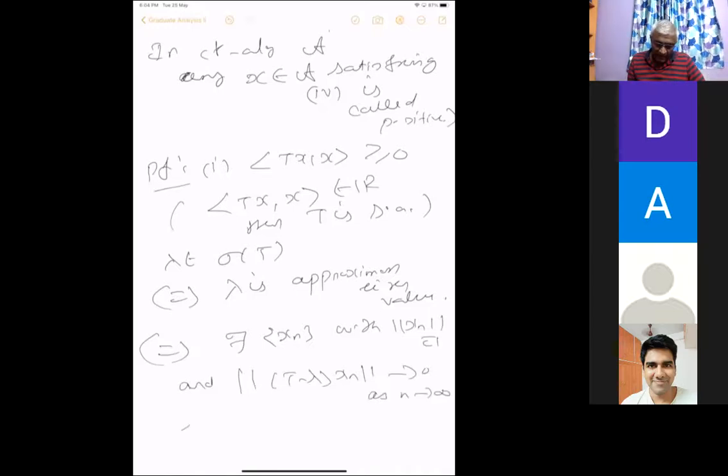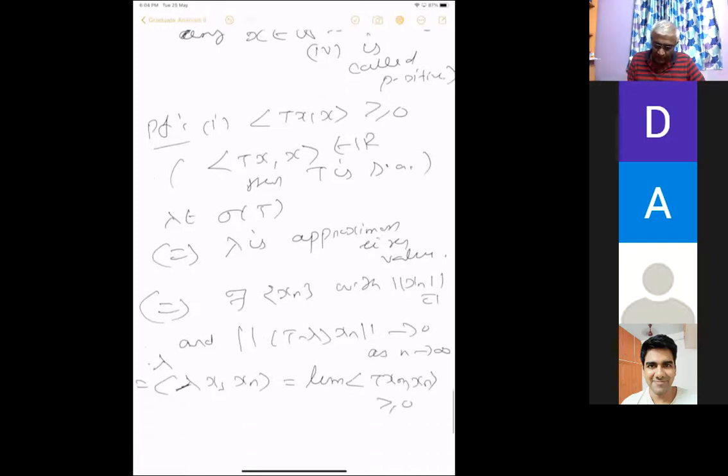But then lambda times the norm squared of x_n is equal to lambda, right? So this limit exists, and this is equal to the limit of ⟨Tx_n, x_n⟩. But then these things are positive, so the limit is also positive. So this implies lambda is greater than or equal to 0.